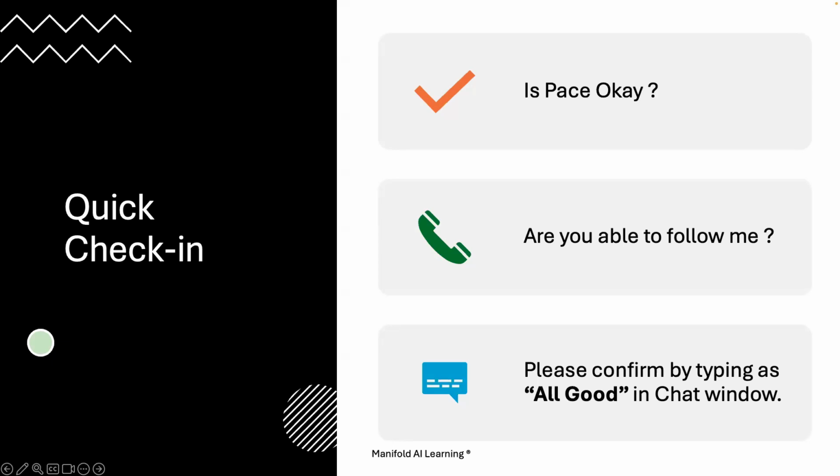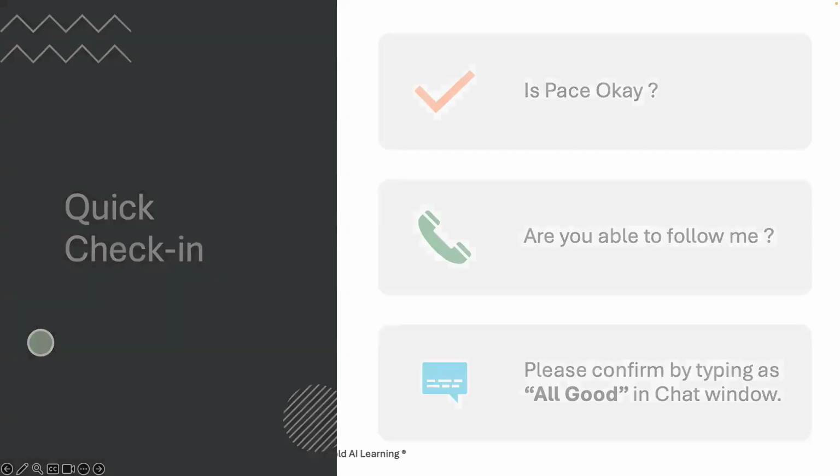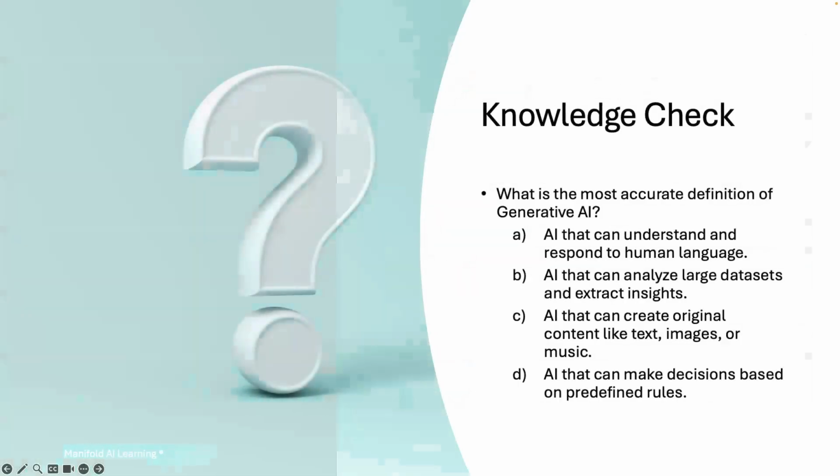Now, based on the learning that we just had, let's have a quick knowledge check. First question: what is the most accurate definition of generative AI? Go through the options and let me know the correct answer. Option A, AI that can understand and respond to human language. Option B, AI that can analyze a large data set and extract insights. Option C, AI that can create original content like text, images, or music. Option D, AI that can make decisions based on predefined rules.